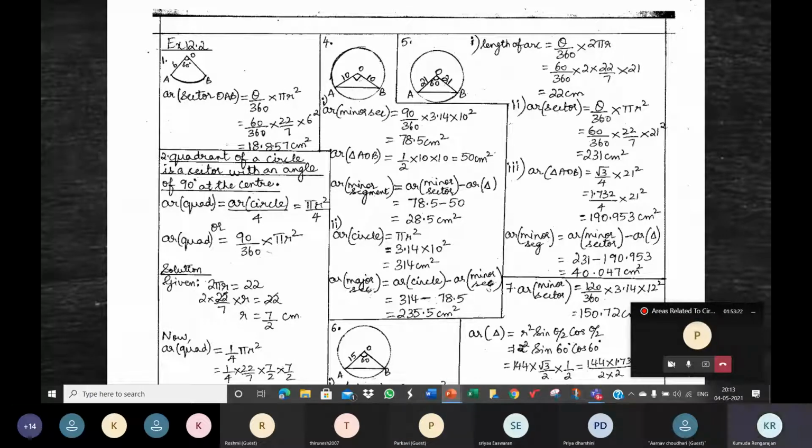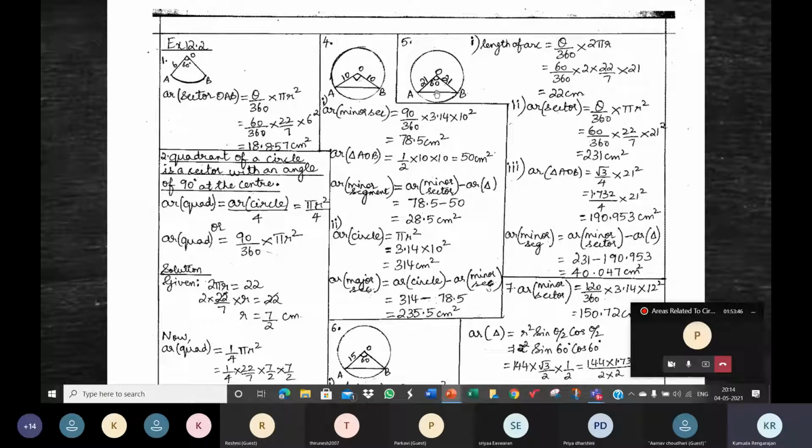Good, Srinivasan. And I think that was Parkavi. Good, Parkavi. So OA plus OB plus the length of the arc AB. What do we understand by perimeter? It's the length of the boundary of the closed figure. Perimeter is the length of the boundary of the closed figure.